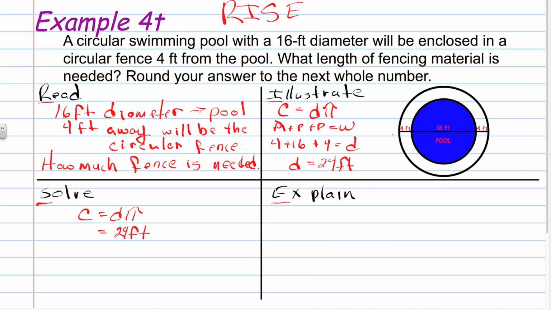And I need to multiply that by pi. Now you have 3 options. You can multiply it by pi on the calculator, you can multiply it by 3.14, or you can multiply it by 22 over 7. Now the pi button on the calculator I believe is the most accurate.